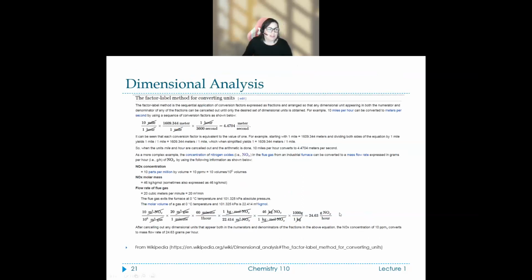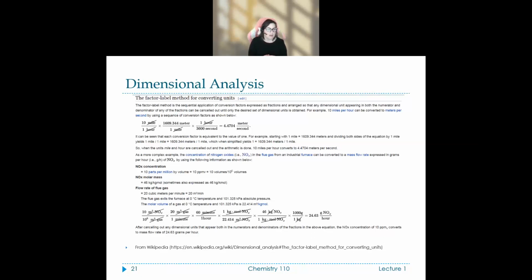Let's talk about dimensional analysis. Woohoo, dimensional analysis. Now, what are we talking about here? The factor label method for converting units. Yay. What does that mean? The factor label method is a sequential application of conversion factors expressed as fractions and arranged so that any dimensional unit appearing in both the numerator and denominator of any of the fractions can be canceled out until only the desired set of dimensional units is obtained.